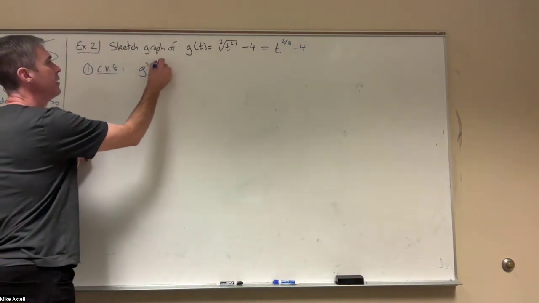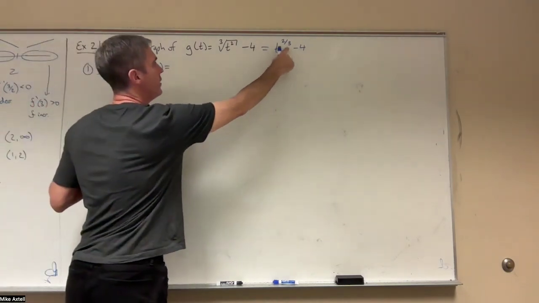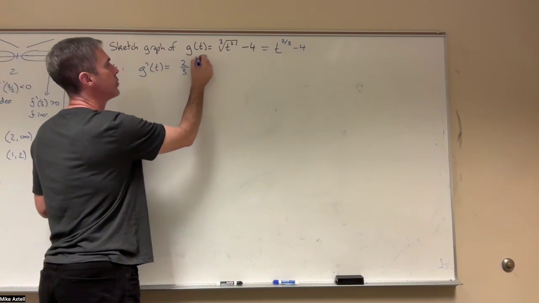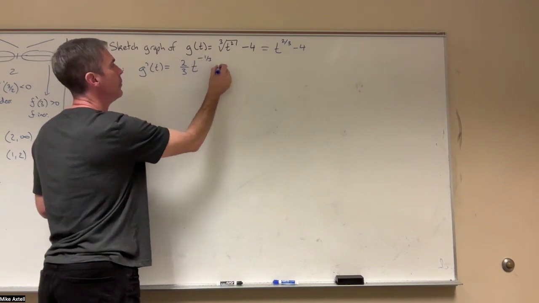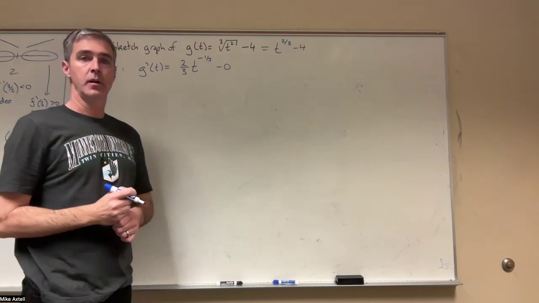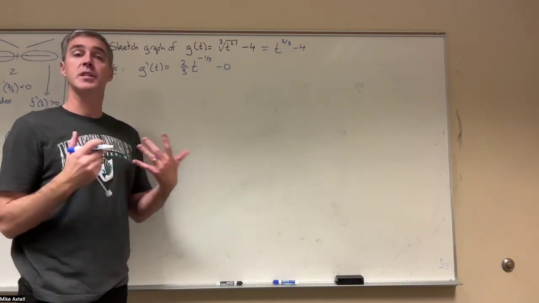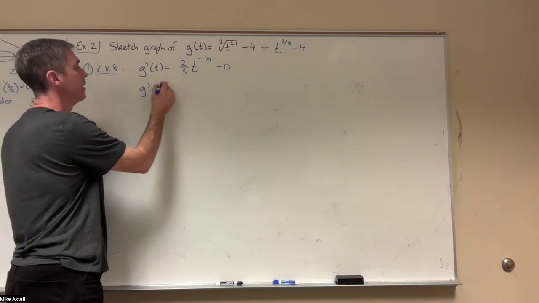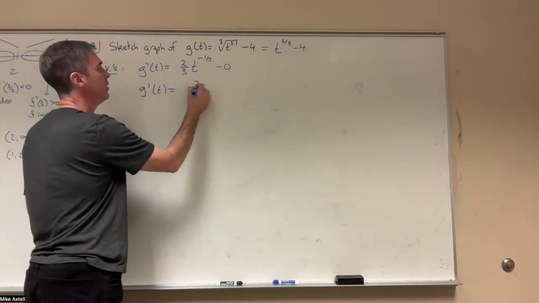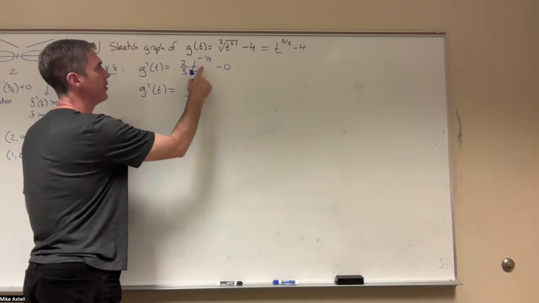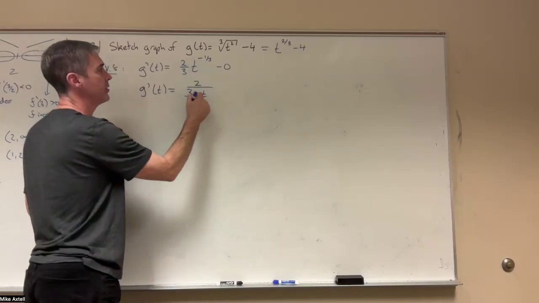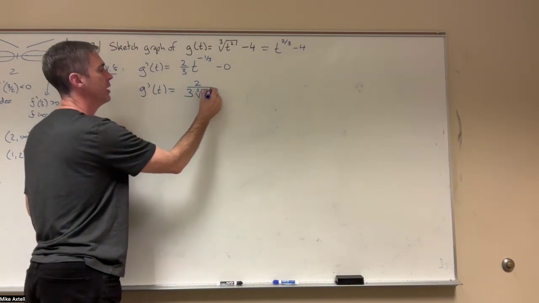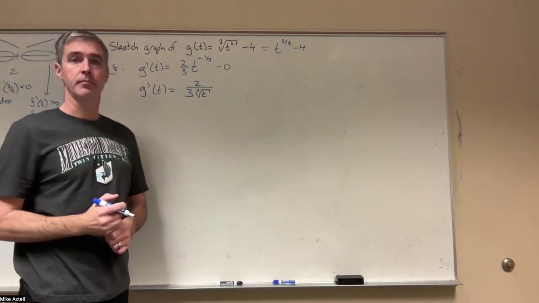G prime of t equals, well, t to the 2/3 derivative would be 2/3 t to the 2/3 minus 1, which would be negative 1/3, minus 0, okay? All right, so there's my derivative. I'm going to simplify it just to make it look a little prettier. I've got a 2, I've got a 3 in the denominator, and I've got a t in the denominator since it had a negative power, and the 1/3 means a cube root of t, okay?